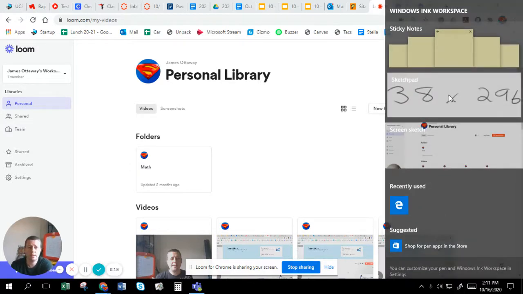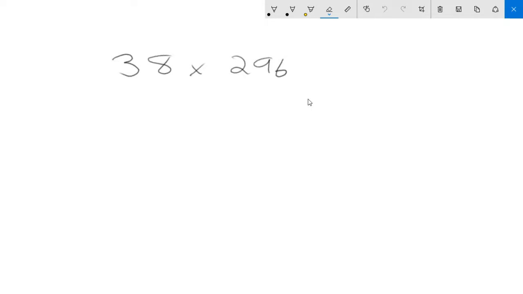So taking a look. All right, we've got the exact same problem I showed you last time. We're just going to solve it differently. Now for me, when I do any of these problems, I like to have a large number on top personally. So I'm doing 38 times 296. Okay, I'm multiplying these.